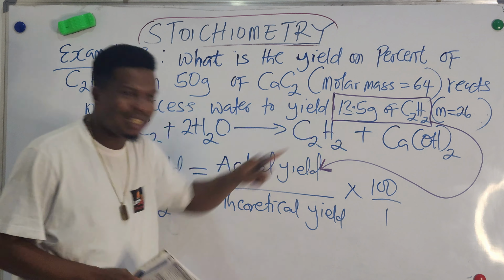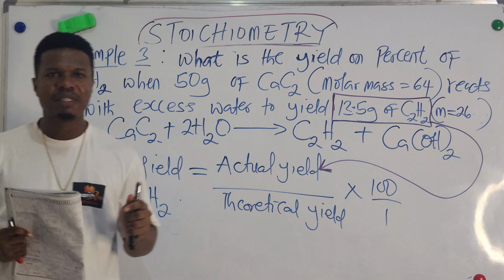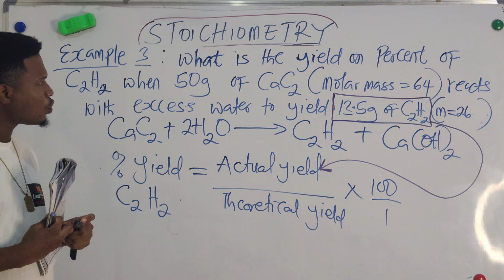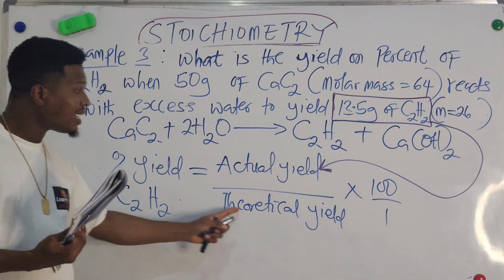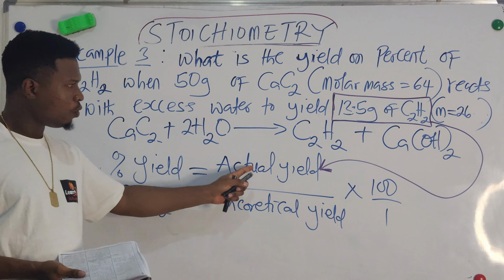Understand the formula. Percentage yield is equal to actual yield over theoretical yield, multiplied by 100%. So the next thing now is for us to calculate the theoretical yield. Already I have told you what the actual yield is. Let's now find the theoretical yield from the calculation. How do we get the theoretical yield from the question?